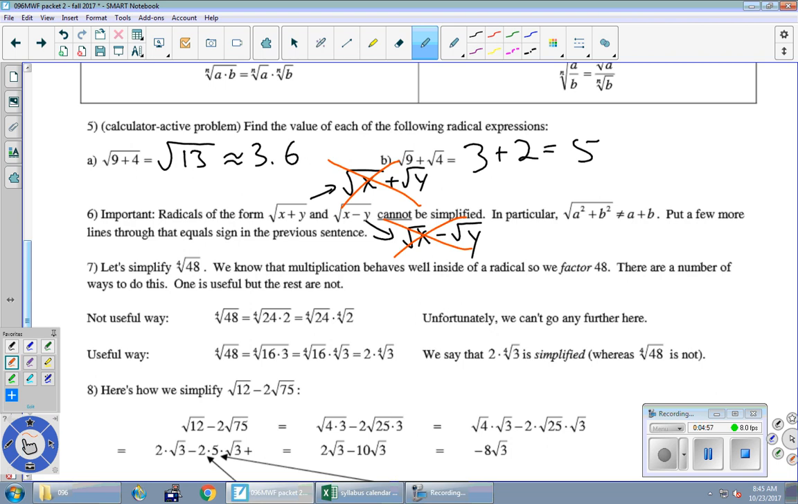It's really common for students to think, oh, okay, square root of a squared plus b squared, that's just a plus b. But it isn't. You cannot split that up because it's addition inside of a radical. So not equal, wrong, wrong, wrong.